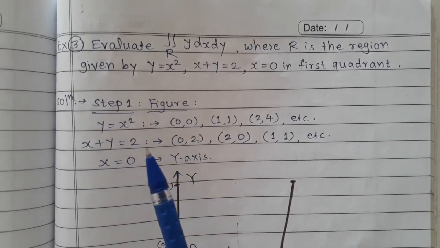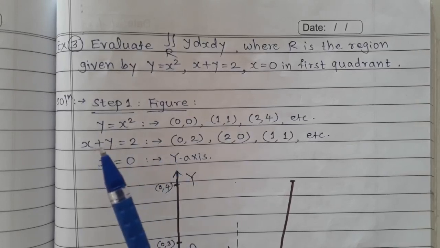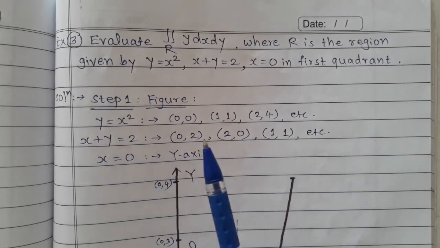X plus y equal to 2, some intercepts we find out first. If x is 0, then y is 2; if y is 0, then x is 2; and if y is 1, x is 1. So these are a few points on it. This is a straight line passing through these points.